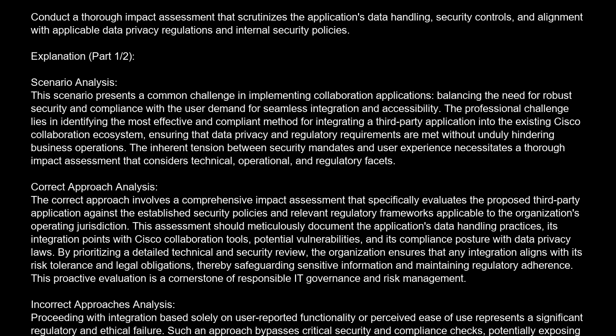Incorrect approach analysis. Proceeding with integration based solely on user-reported functionality or perceived ease of use represents a significant regulatory and ethical failure. Such an approach bypasses critical security and compliance checks, potentially exposing the organization to data breaches, privacy violations, and non-compliance penalties.